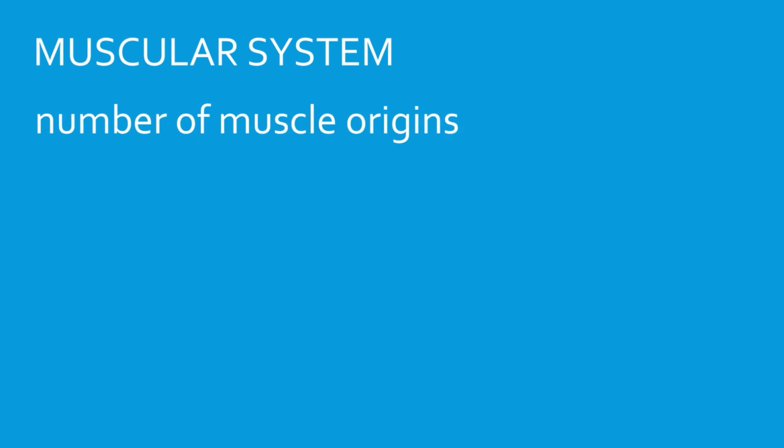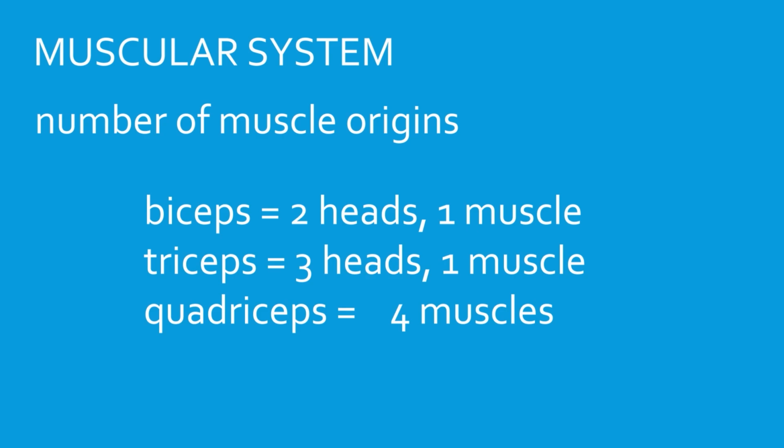Another way to name muscles is based on the number of origins. The bicep has 2 heads, tricep has 3 heads, quadricep has 4 heads. Technically, the quadriceps is actually 4 different muscles, whereas the biceps and triceps aren't. Those are actually one muscle with 2 heads and 3 heads respectively. So it can be confusing sometimes the way muscles are named.